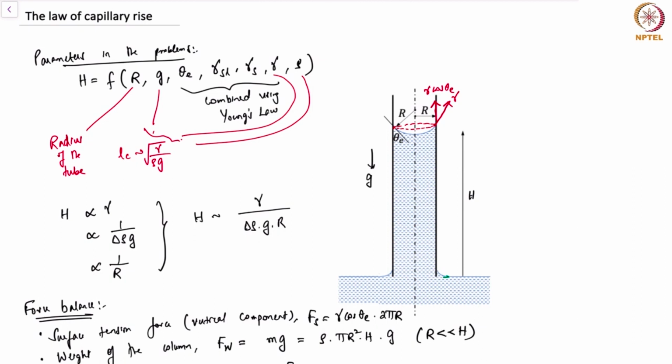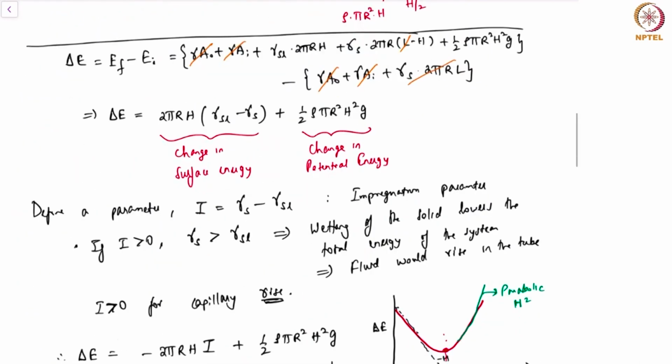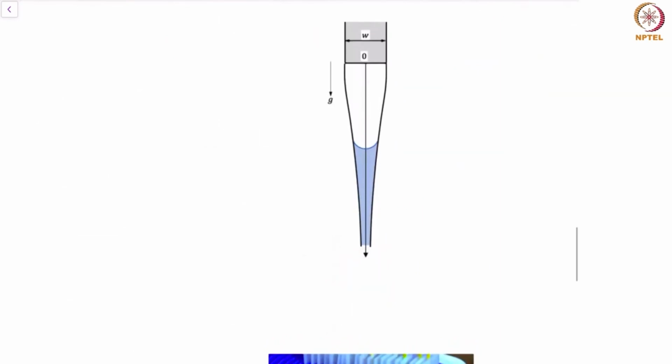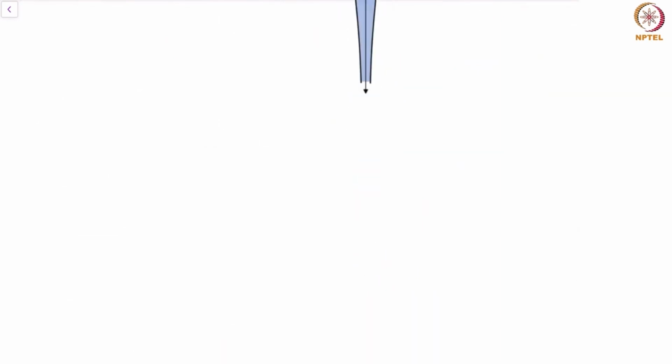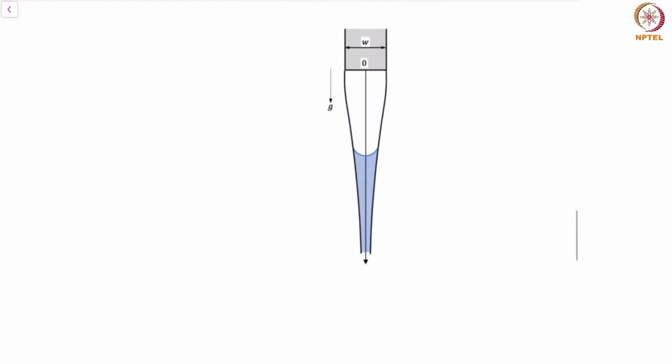So we've looked at capillary rise in tubes. Now what we want to do is look at the problem of capillary rise in between flexible surfaces. Now let's consider a system like this. I will show an experiment in a minute.